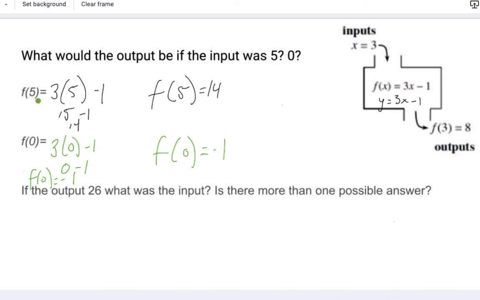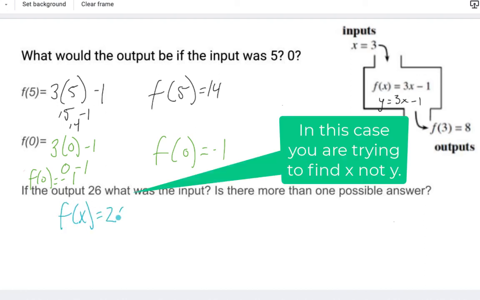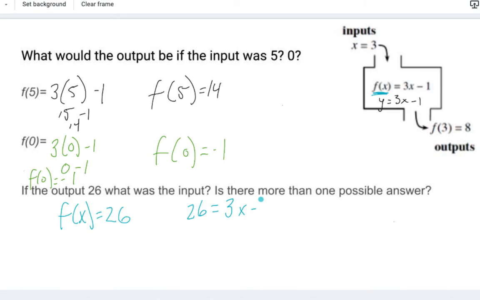So that's finding a function value if you're substituting a value in for x. That's easy. But what if the output value is 26? So what if f of x equals 26? Well, that means you're going to put that here. That's f of x. So f of x is 26. So now it's 26 equals 3 times x minus 1. So now you're solving for a variable, so we're reversing the order of operations, remember.